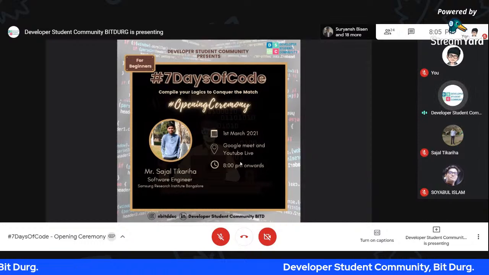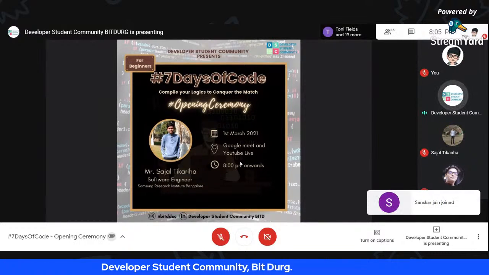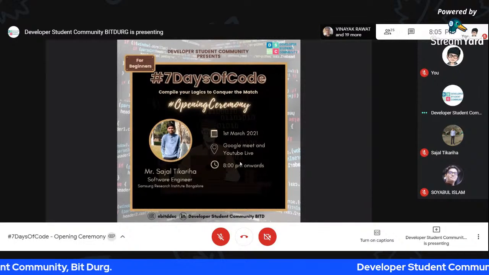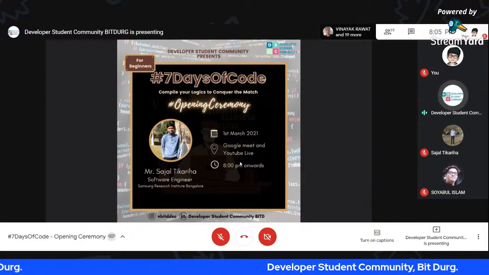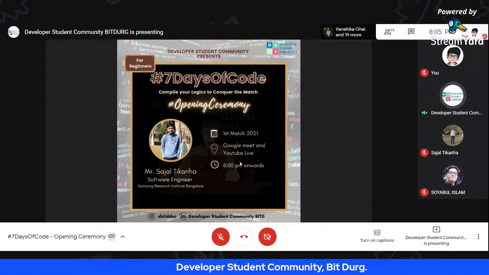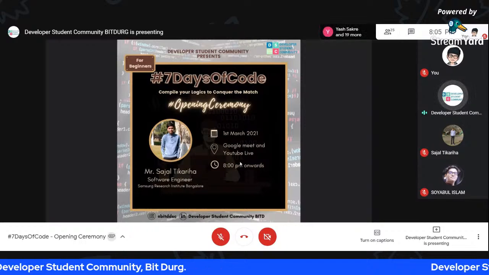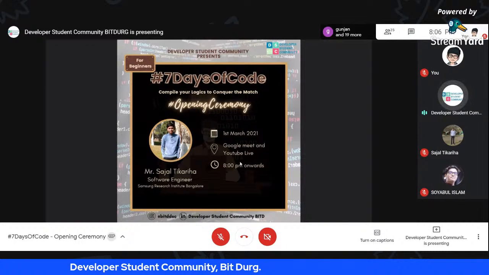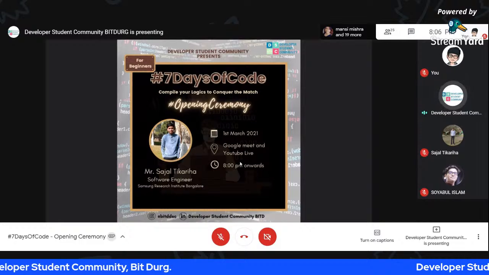And in this opening ceremony, we have with us our guest speaker, Mr. Sajal Tikariha, software engineer, Samsung Research Institute, Bangalore. That's not all. He also has good experience in competitive programming and coding. After this speaker session, Ritvik Kundu will explain the rules and regulations of hashtag 7 days of code. So, buckle up your seats and without wasting any time, let's start 7 days of code.